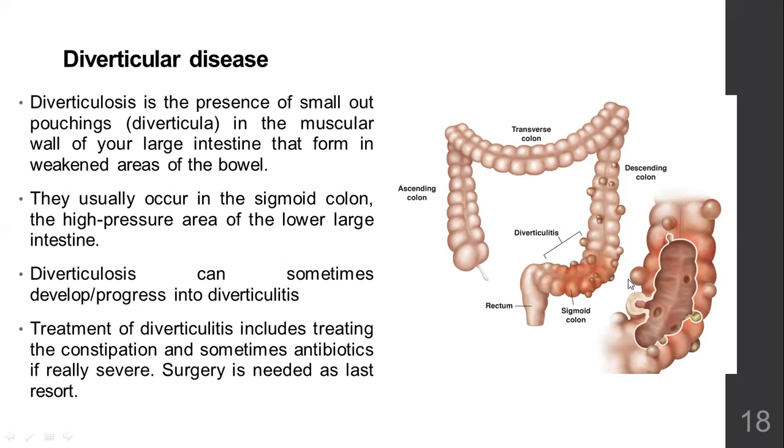What is the drawback in this? When the waste matter is passing through the intestine, it can get stuck in this outpouching. You can see here, waste matter is getting stuck in this outpouching. It will stay there and cause inflammation. The outpouching which you see is what we call diverticuli. When fecal matter is stuck here, it will stay there and cause inflammation, so we call it diverticulitis.